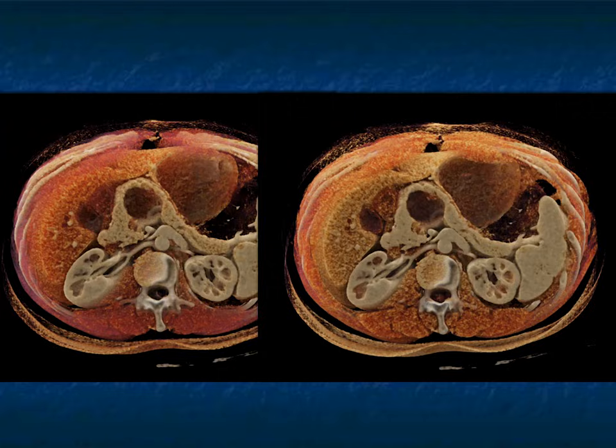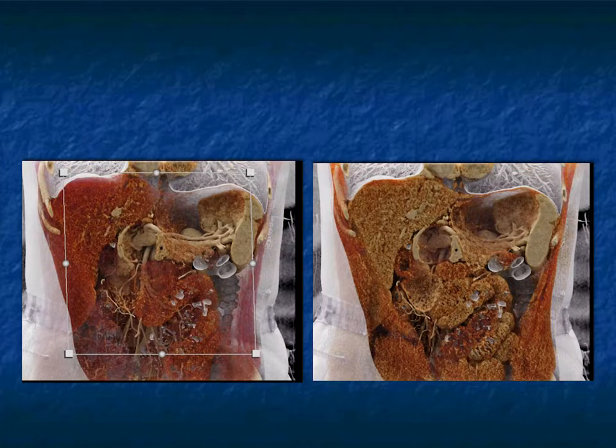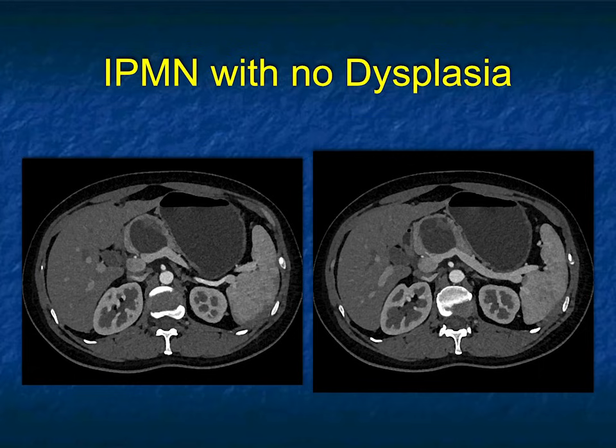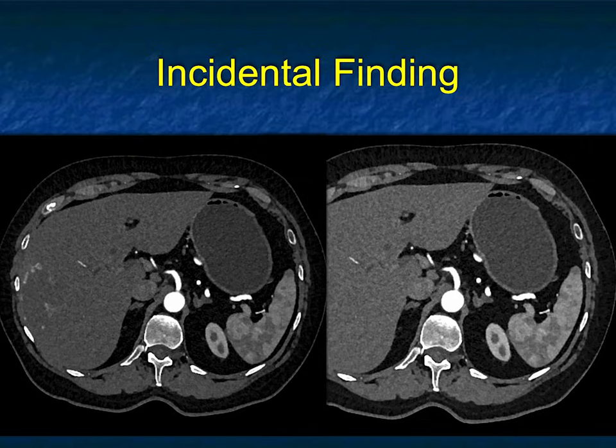Could this be a serous cystadenoma? I guess it's a possibility. Here's the look on the cine. And again, you're focusing on the cystic nature of the lesion, that soft tissue component, and this was an IPMN. Fortunately for the patient, there was no dysplasia. So a benign lesion.